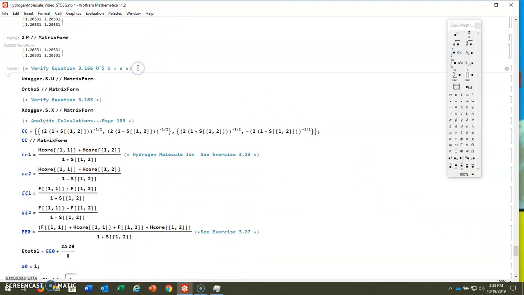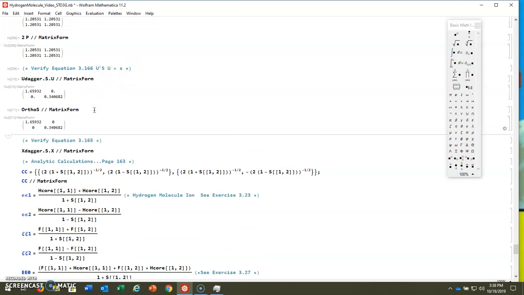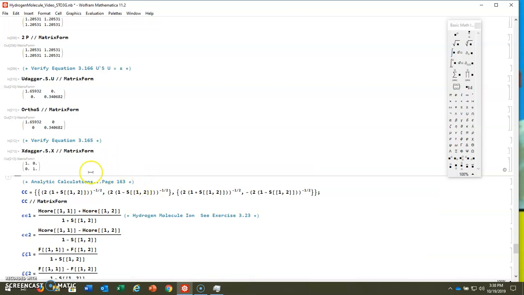Let's verify a few other identities here. U dagger S times U equals our S to the one-half matrix, or sorry, our orthogonal S matrix. Yes, they do. And that pretty much brings us to the end of our calculations.